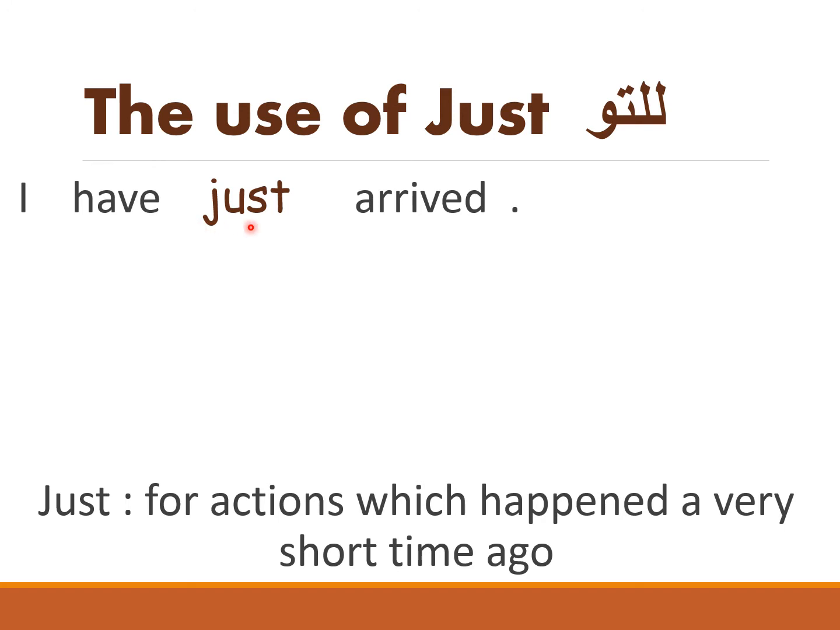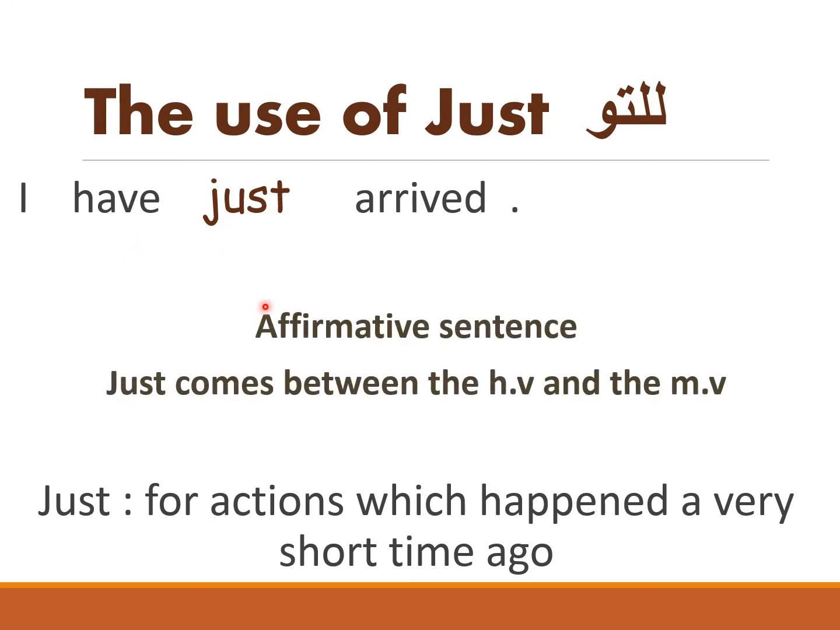Recognize the location of just. Just comes between the helping verb have and the main verb, or the verb past participle, arrived. So just is used with affirmative or positive sentences. There's no negative form of this sentence. So just comes with affirmative sentences and comes between the helping verb and the main verb.